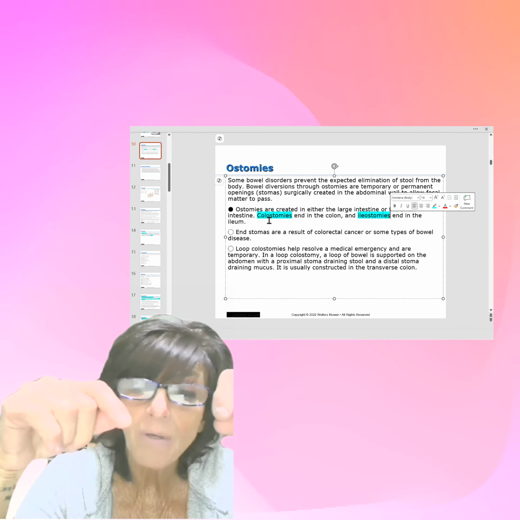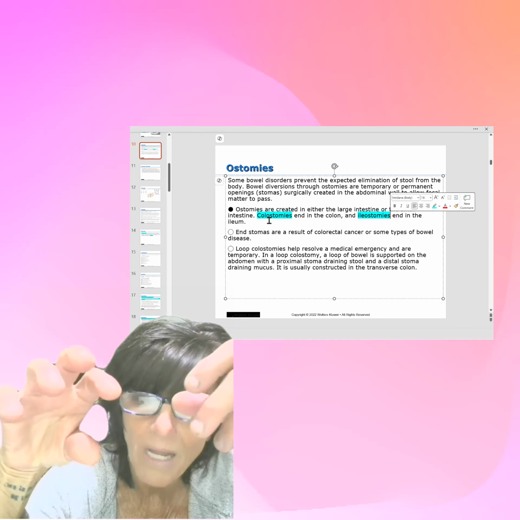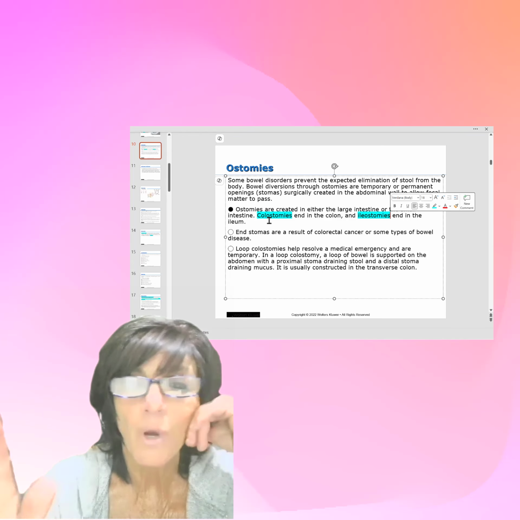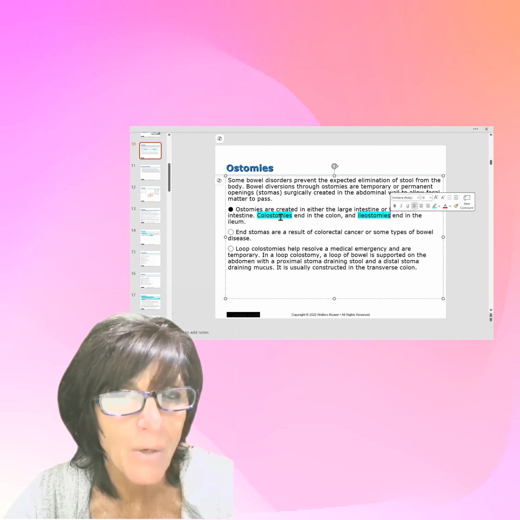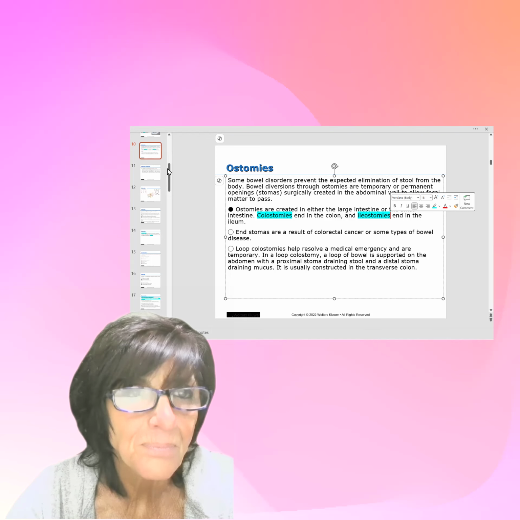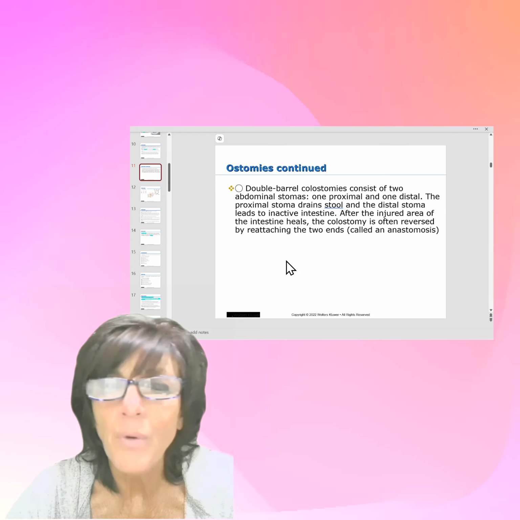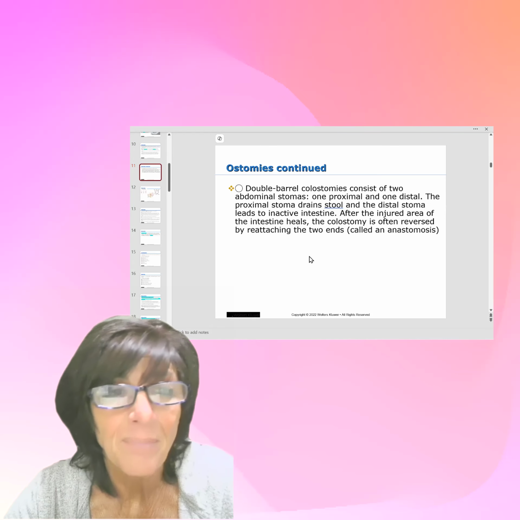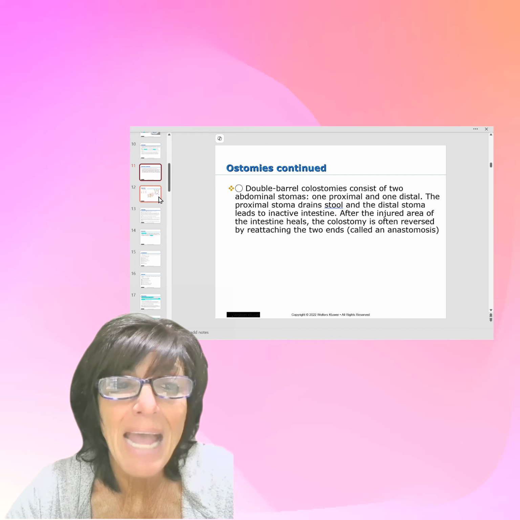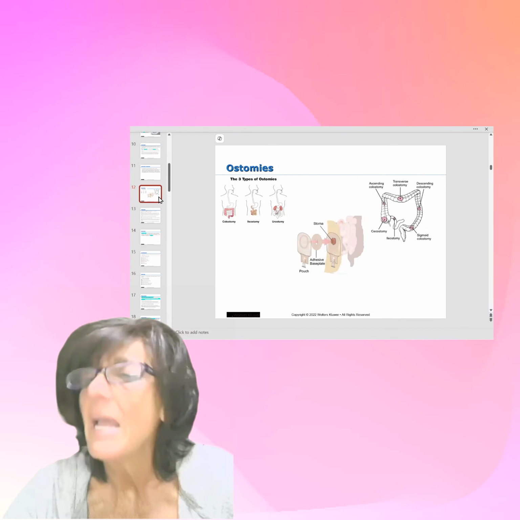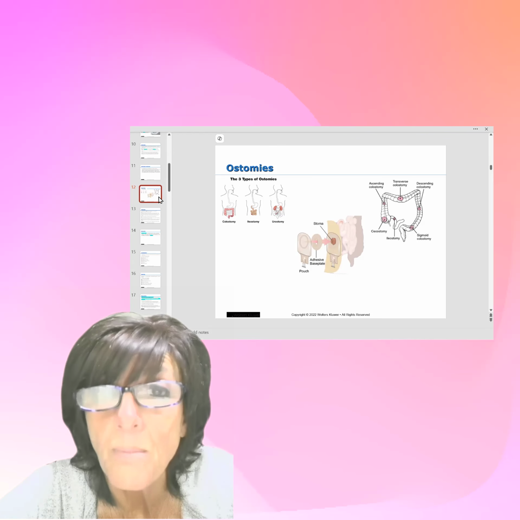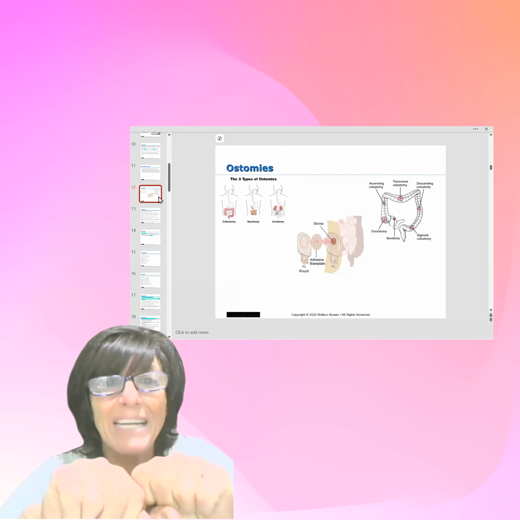A loop colostomy is something that is for a medical emergency and it's a completely temporary thing. A loop of the bowel gets supported on the abdomen with a stoma and it drains. We usually do it in the transverse colon. Don't worry so much about that. We're going to really fixate on colostomies and ileostomies. And don't even worry about double-barreled colostomy. So there are two abdominal stomas, okay? If a patient has a colostomy that is temporary, at some point, usually 6 months or so later, they can do what's called an anastomosis to reconnect the two ends.